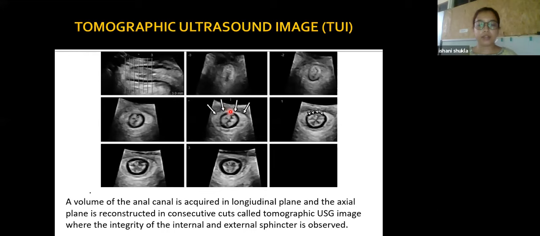Here in all the sequential sections, we can see both the internal as well as the external sphincters appear intact.